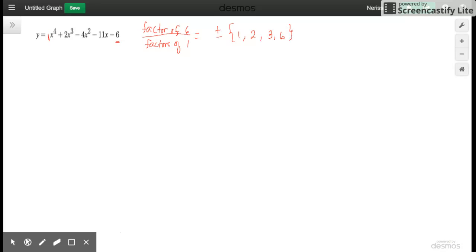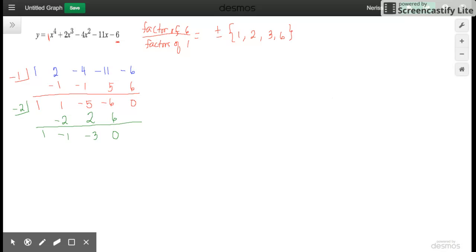I want you to pause this video so that you can find the zeros of y. And when you're done, resume the video so you can see the rest of it. Okay, so you probably found out that the zeros are negative 1 and negative 2. And then if you plug in any of the other zeros, they don't work anymore.